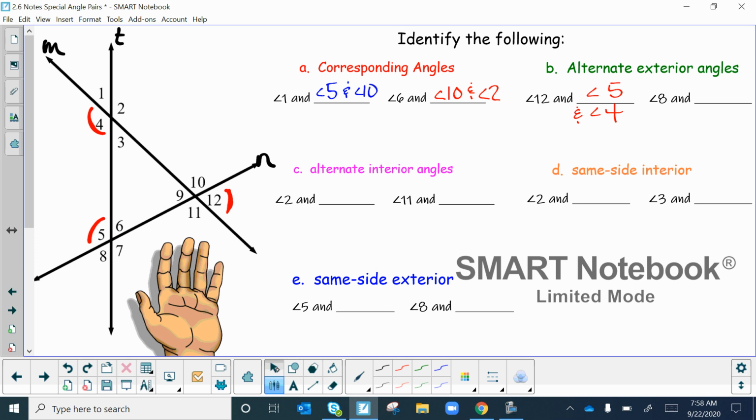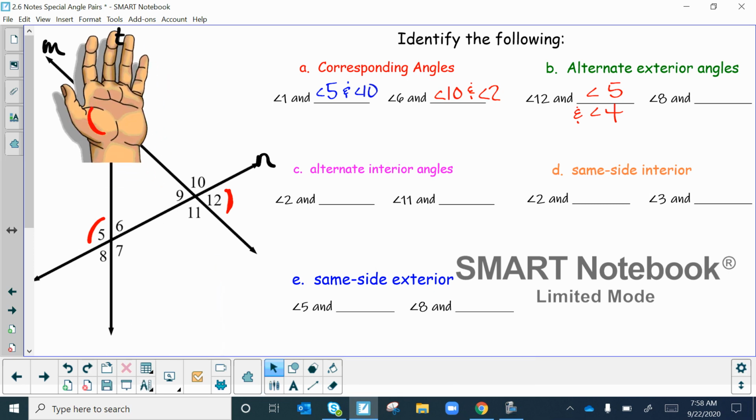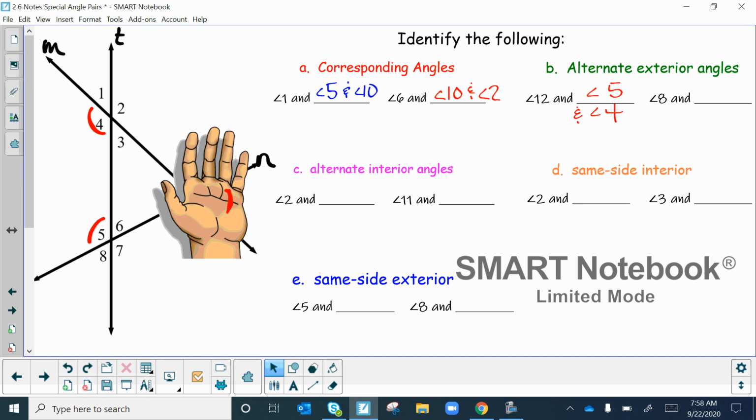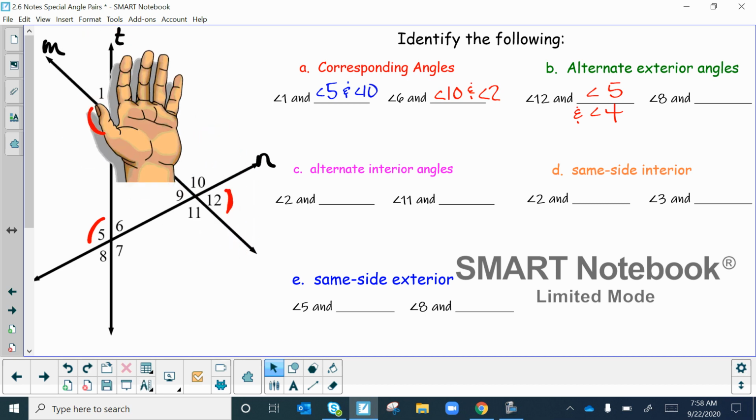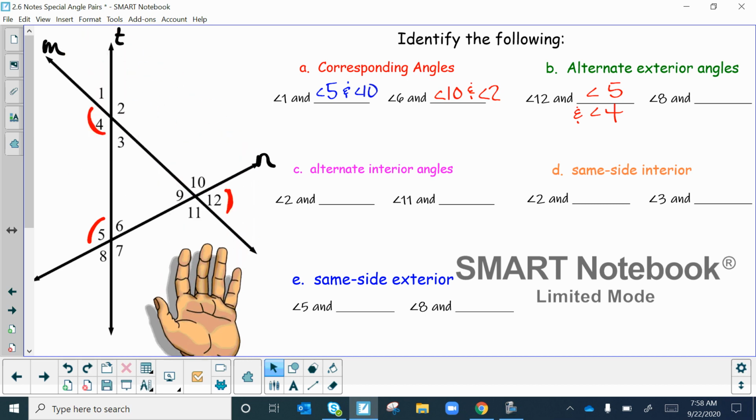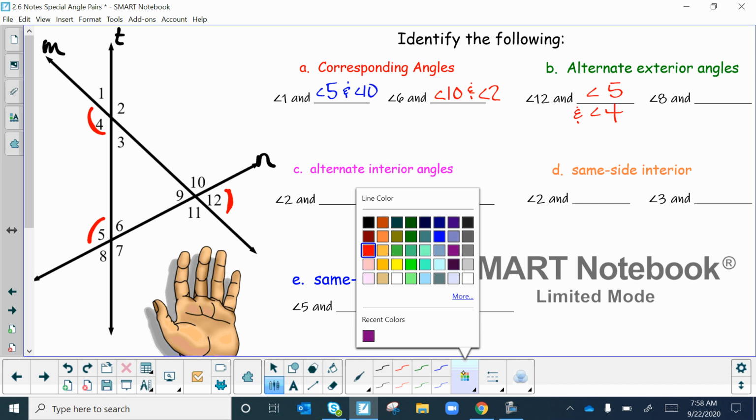Okay, let's try angle 8. Where's angle 8? If I cover up this section up here, it could be with angle 10. If I cover up this section over here, it could be with 2. So see, sometimes there's 2 answers. All right, so let's use a different color.